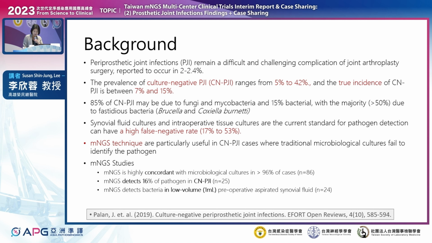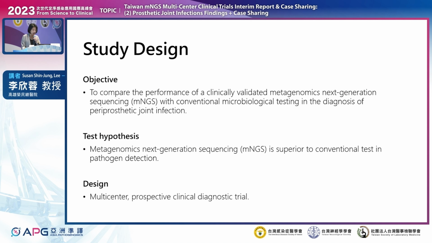Also, NGS has an additional value in detection of bacteria with low volume of samples, such as the aspirated synovial fluid preoperatively. So our study is a multi-center prospective clinical diagnostic trial that aims to compare the performance of metagenomic NGS with conventional microbiological testing for the diagnosis of periprosthetic joint infections. Our hypothesis is that mNGS will perform superior to conventional tests.